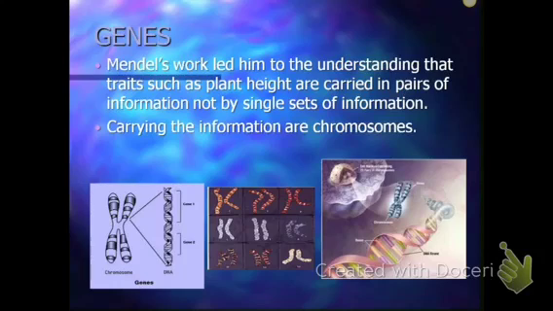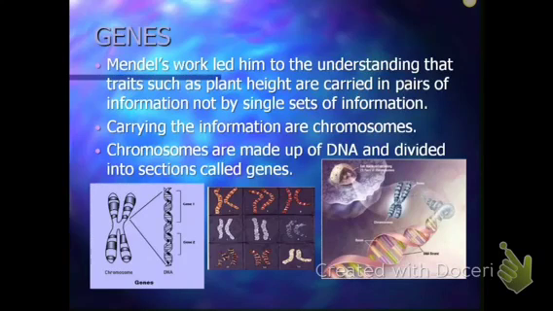Okay, so the genes are parts of a chromosome. They carry the information on the chromosome. Chromosomes are made up of DNA and divided into sections called genes. So everything that he is saying is right here. So this is a chromosome. Chromosomes make up this long strand of DNA, and the different parts of the DNA are called genes. Okay?